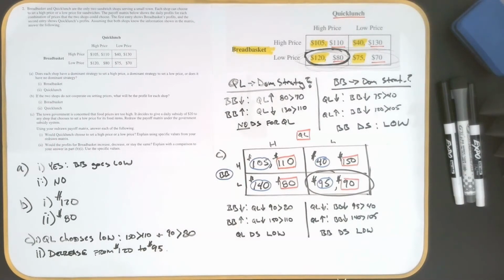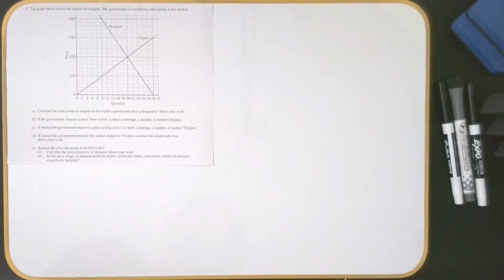Let's move on now to number 3. Okay, question 3 has a graph of a pretty typical supply and demand situation, and then is just going to ask questions regarding surpluses and elasticity and that type of thing. So it says the graph below shows the market for widgets. The government's considering intervening in this market.